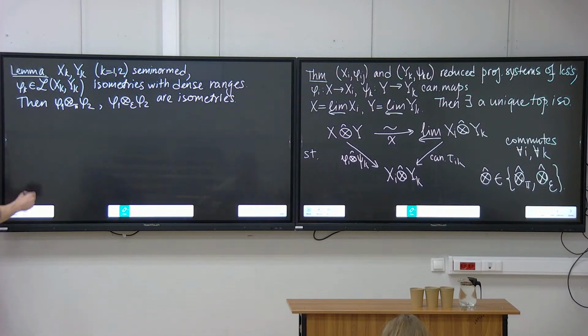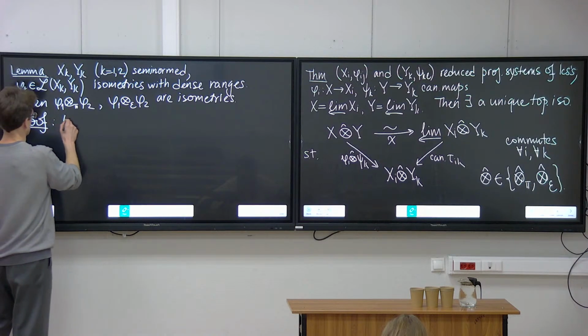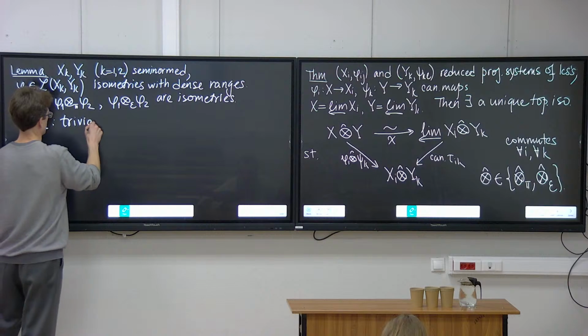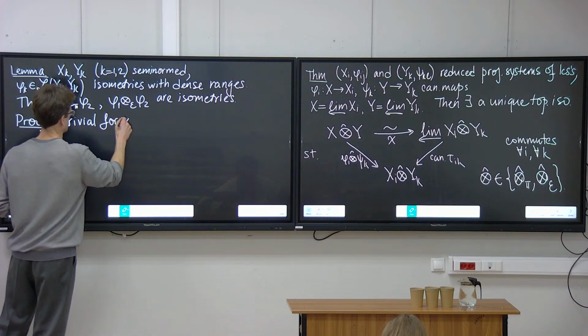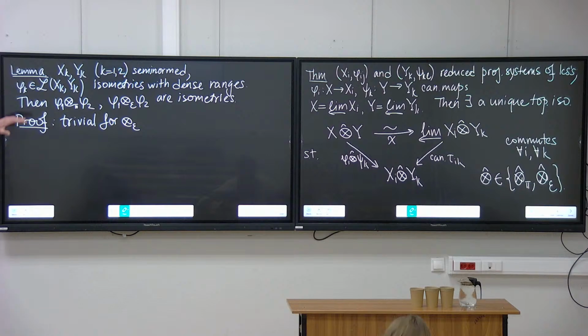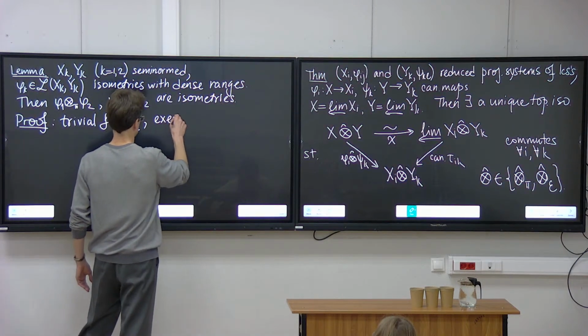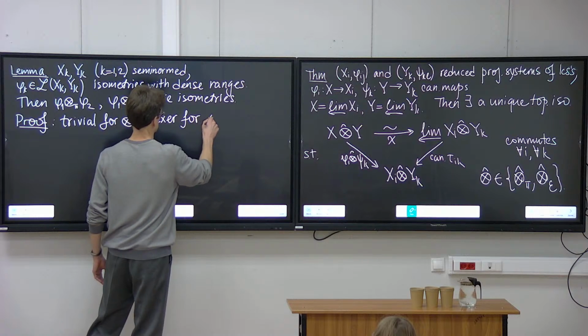Well, for the injective tensor product, this is trivial, because we have already proved that the injective tensor product always preserves isometries. The projective tensor product doesn't preserve isometries in the general case, but here we have isometries with dense ranges. So it's an exercise for you to prove this for the projective tensor product.